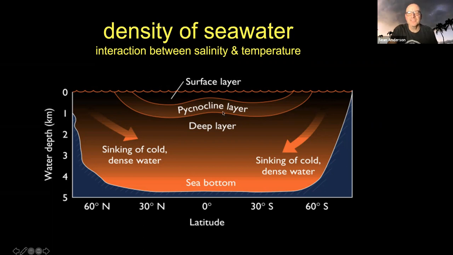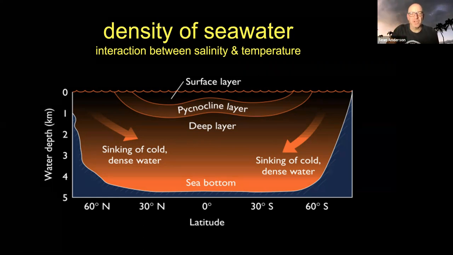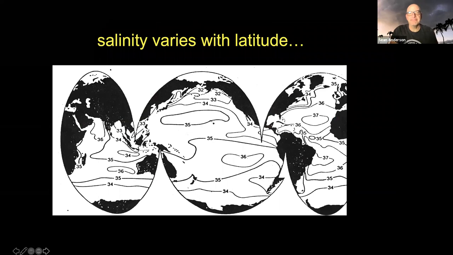A pycnocline is a rapid change, in this case in the density of water, a segregation of different bodies of water. So this body of water here is very different from this body of water. And we'll see salinity starts to vary with latitude, okay? So in general, it's 35, right? Most of it, I said 35, 34. But there is a little bit of variation, right?